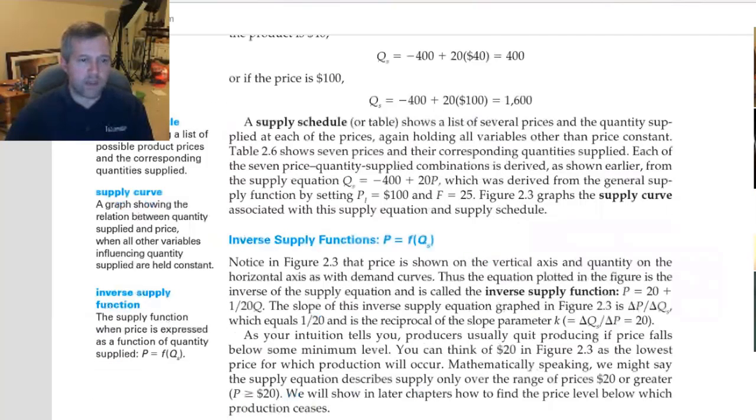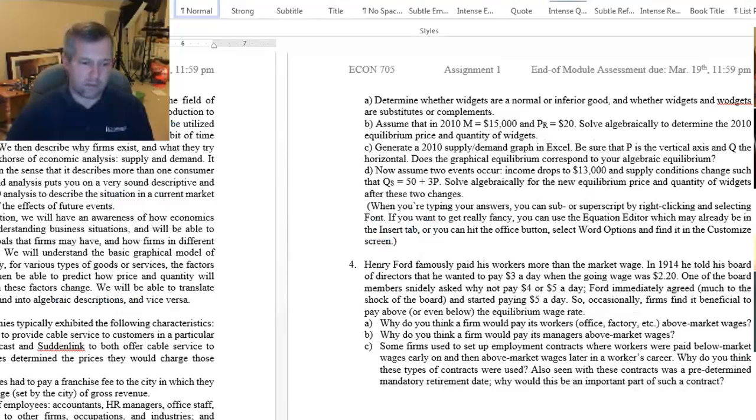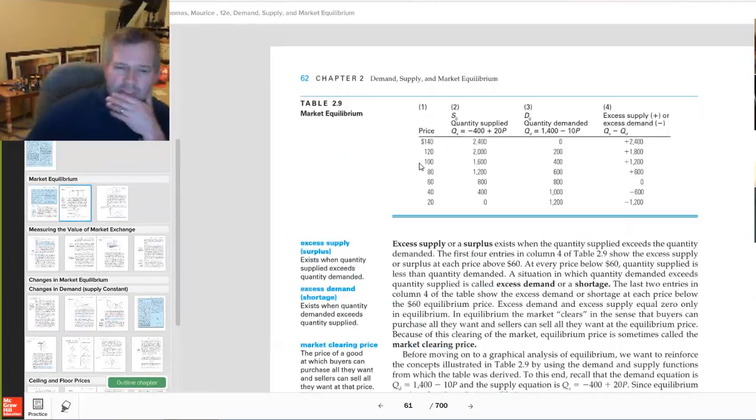So I've got a demand equation that's somewhat small now, and a supply equation that's somewhat small. And as 3b asks, solve algebraically to determine the equilibrium price and quantity. I'm not going to do that for this question, but we can look over again how they did it in the book here.